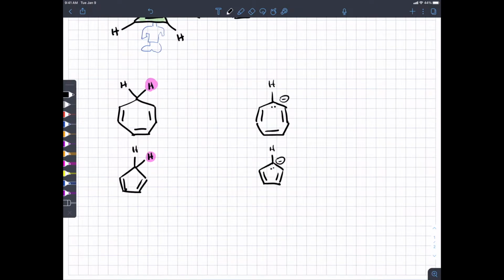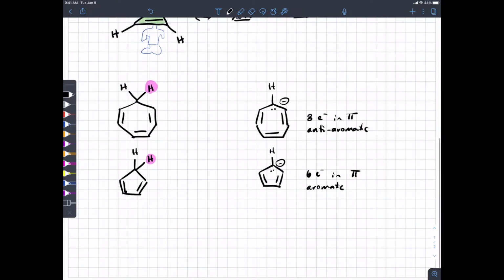And both of them are cyclic and fully conjugated. Up here we have 8 electrons in the pi system. Here we have only 6 electrons in the pi system. So this would qualify as anti-aromatic, and the one on the bottom would qualify as aromatic. So based on that and the stability of the conjugate base, which of these 2 protons is more acidic, pink proton or orange proton? Orange, right? And we could look up the pKa's. I'm sorry I didn't. They are known.